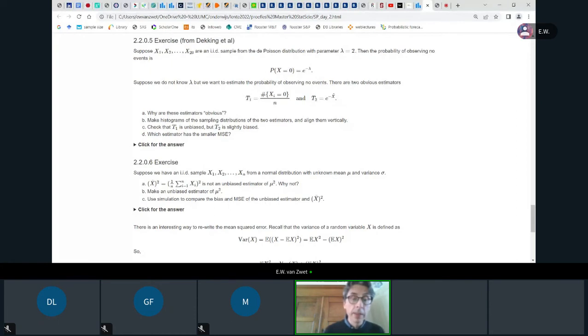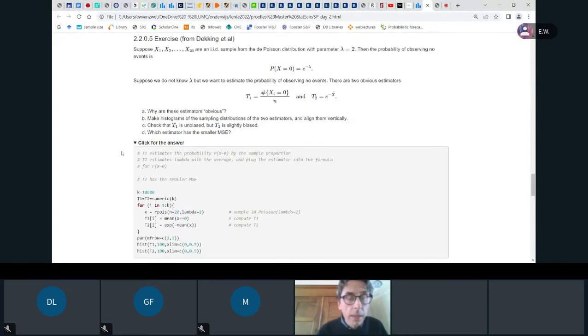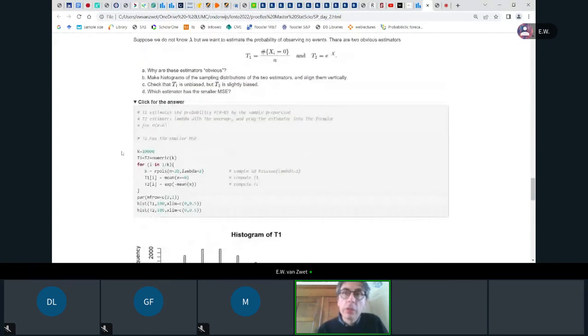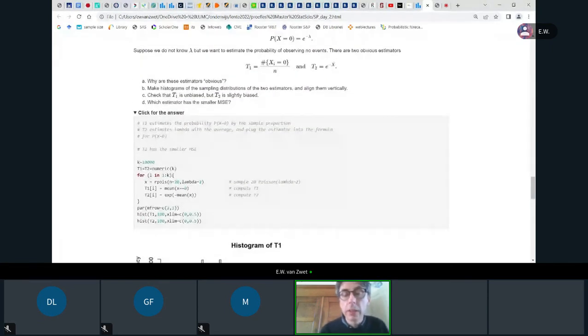So that's the first question here. Why are these estimators obvious? It's organized in such a way that you're supposed to try your best to answer the questions, but there are also the answers, and you can click on them, and then they will appear. So the course is organized with me lecturing in the morning, or Jelle, the other instructor, lecturing in the morning. In the afternoon, usually there are assistants that help you with these exercises, but the answers are also available to you.